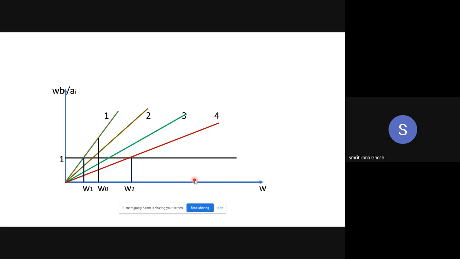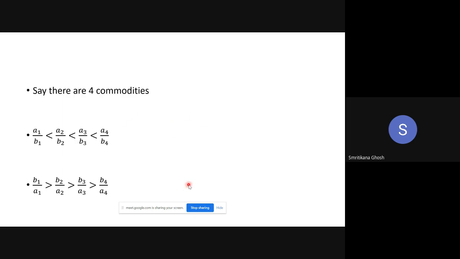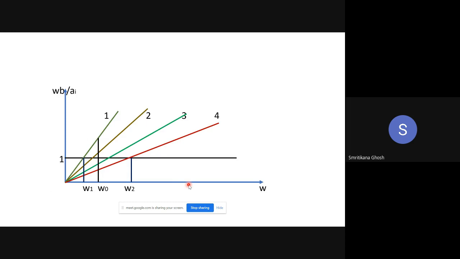Now look, this is the diagram you have to understand. On the horizontal axis, we are measuring W. W means relative wage. Remember, this is not the absolute wage. It is the relative wage, that is WB by WA. And on the vertical axis, we are measuring W into BI by AI, that means the unit production cost ratio. Okay, so this is what we are measuring.